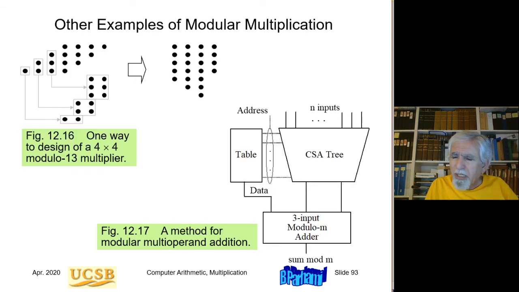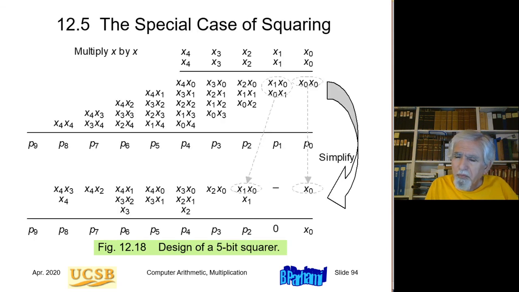Now, more generally, I need a more sophisticated scheme, and this slide, which I leave up to you to read, contains some ideas for doing, say, modulo 13. 13 is not a simple number like 15, so it takes more doing to achieve modulo 13 multiplication.